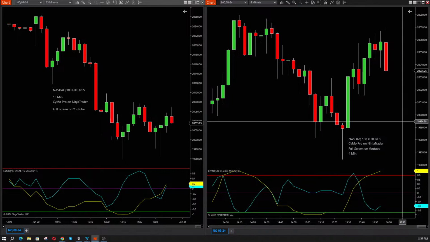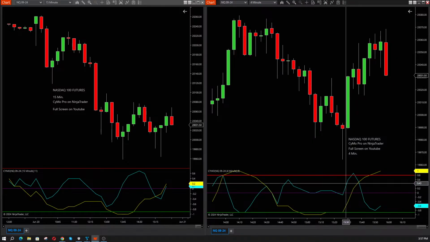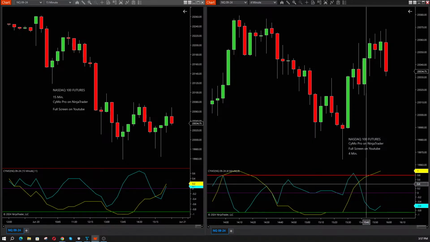But again, this is a region of noise, and I caution people from taking any type of trades right here in this little region right there.